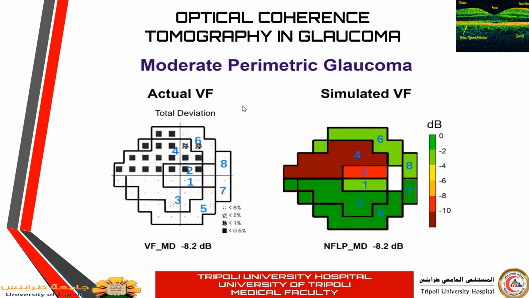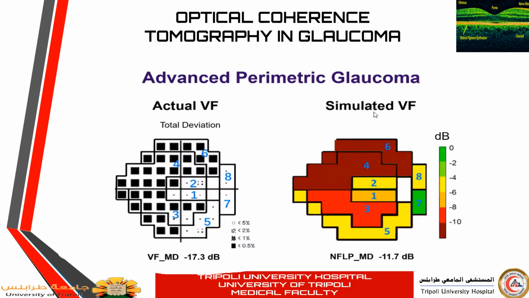In this slide, we compare two visual fields, the simulated and the actual, in a moderate case. In a moderate case, you can see clearly that the simulated visual field exactly matches the actual visual field with a mean deviation of 8.2 decibels, and exactly the areas affected by the simulated visual field match the areas of the actual visual field.